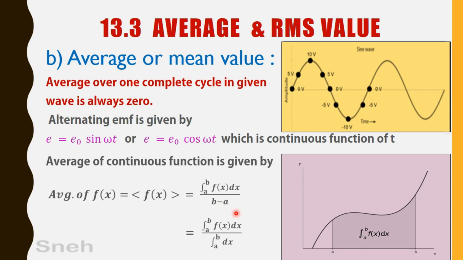Or in other way, I say that in this case, the numerator is representing addition of all the values and denominator is representing the total number of readings. And with the help of this, we can find out average for any continuous function. Now the same thing I want to apply for alternating EMF or alternating current. Now I'll apply it for alternating current. I say that this is an alternating current. We know that it is I is equal to I0 sin omega t or I0 cos omega t.